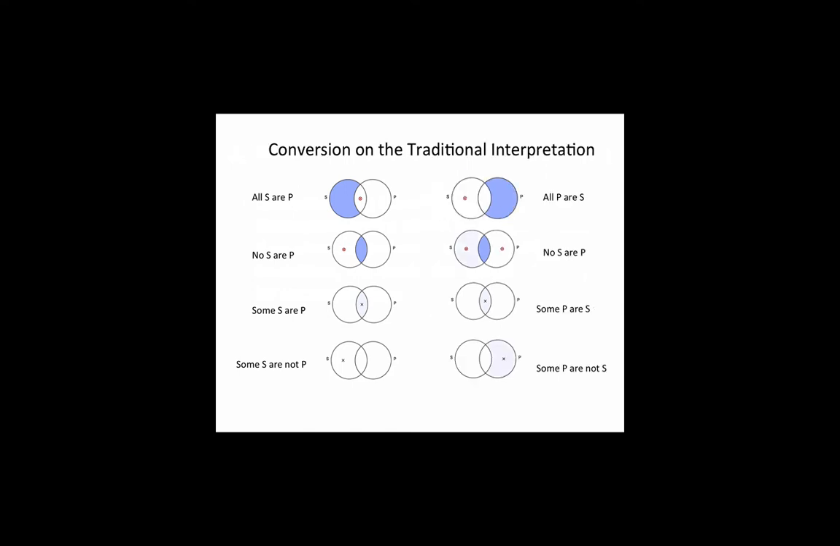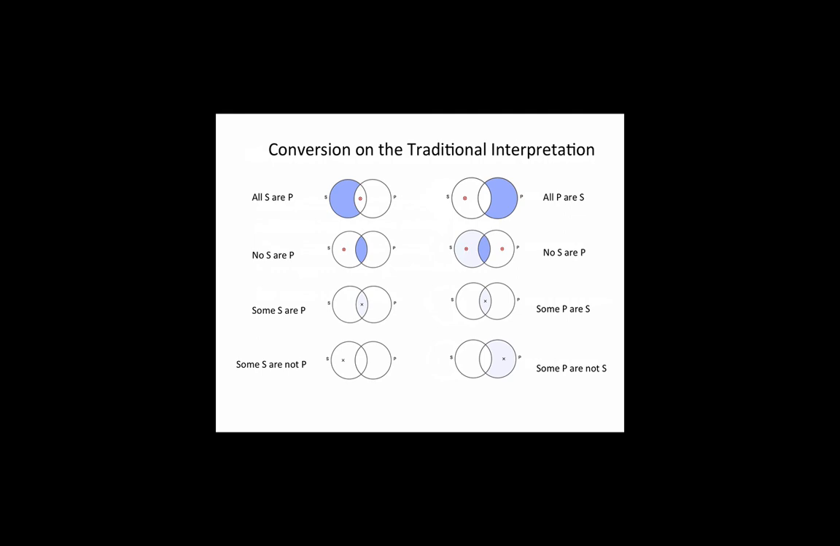Notice that conversion on the traditional interpretation forces us to restrict the A proposition, or to limit the A proposition to an I. So we first make the move from A to I, then we see that the conversion is equivalent to the original I proposition. But if we just convert the A proposition, we can see that the two diagrams are not equivalent. You'll see that the E and the I propositions are respectively equivalent to their originals.